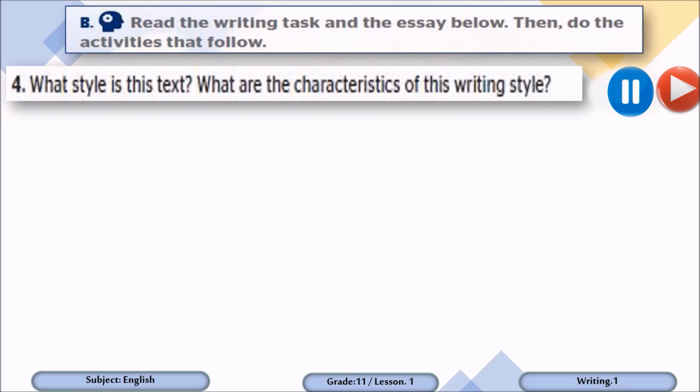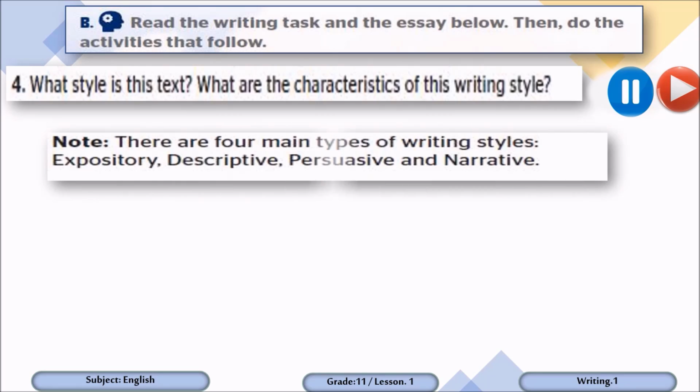Dear students, now question number 4. What style is this text? What are the characteristics of this writing style? Please pause the video for some time, try to get your answers ready. After that, play the video again in order to check your answers.